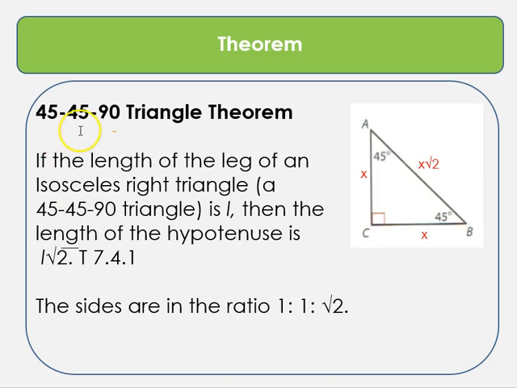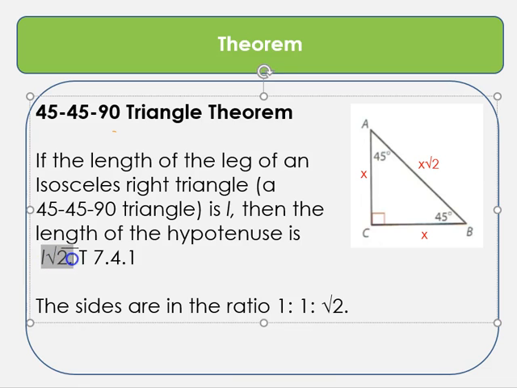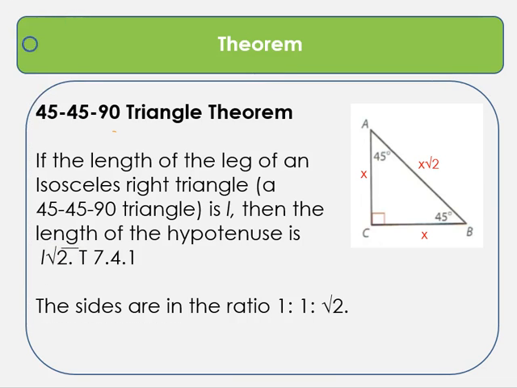This leads us to the 45-45-90 triangle theorem. If the length of the leg of an isosceles right triangle is L, then the length of the hypotenuse is L square root of 2. So this is what they're saying right here. L square root of 2. The sides will then be in the ratio of 1, 1, and square root of 2.